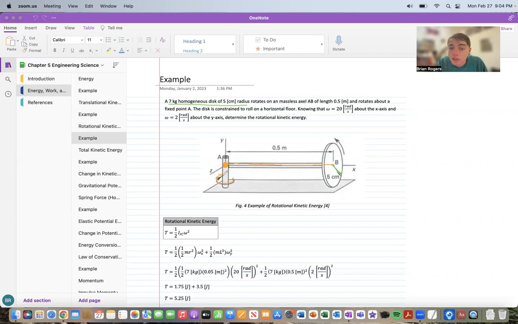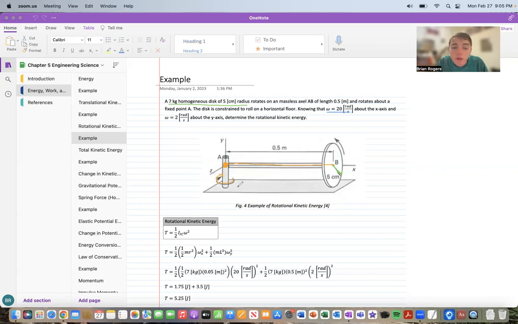The disk is constrained to roll on the horizontal floor. And so it's a horizontal floor, right? It's horizontal, it's not vertical. So we can see the disk right here is going to rotate about the floor and move in a circle and return to its location. So that's what we're going to notice. Knowing that omega is equal to 20 radians per second about the x-axis, and omega equals 2 radians per second about the y-axis, determine the rotational kinetic energy.